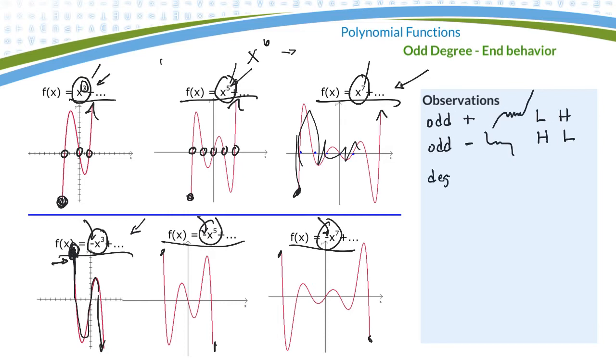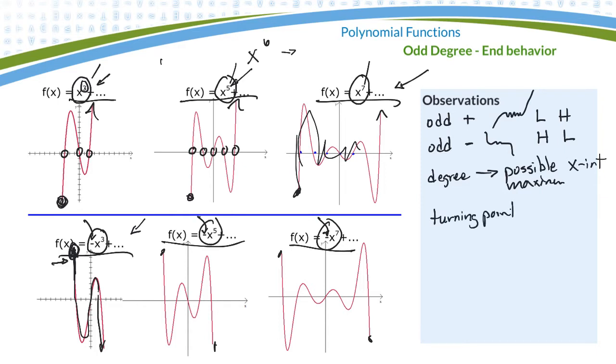Let me write that too. Degree indicates the possible, maybe not possible, maybe maximum is a better word there. Maximum number of x-intercepts. The other thing maybe that you notice, and there could be lots of other things that I didn't notice, but the other thing is number of turning points.